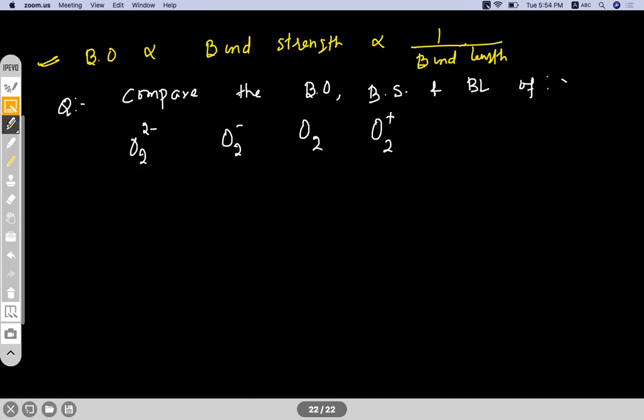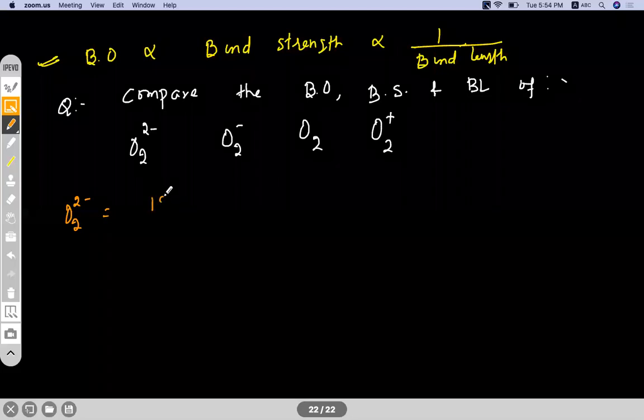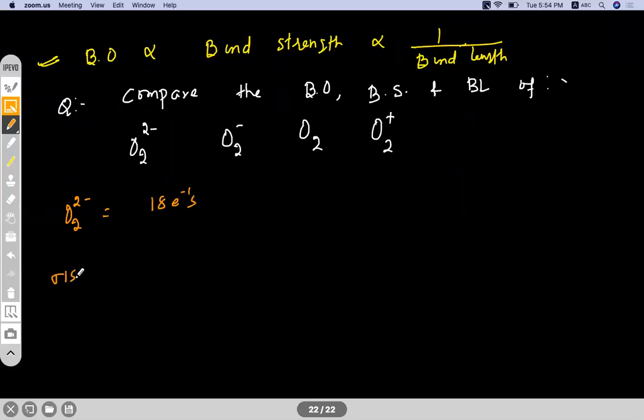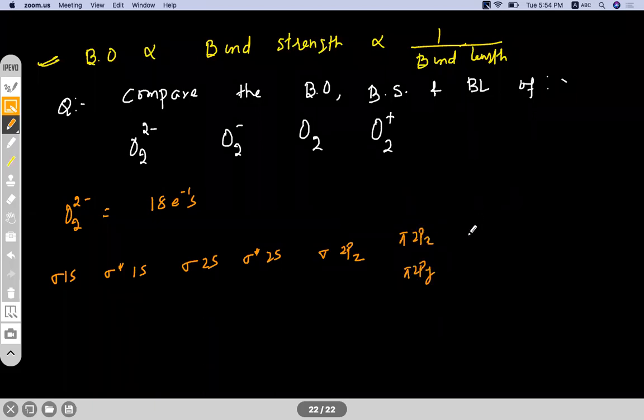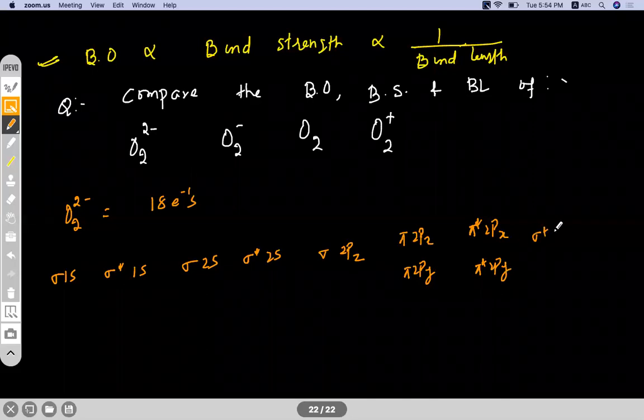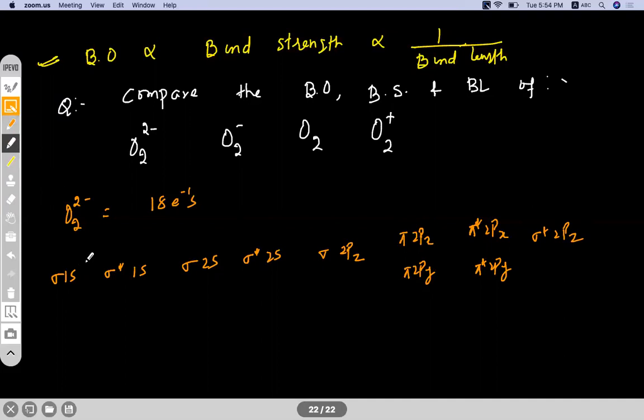So I'll do this for the first one. See, O2 2 minus has 18 electrons. So the order is sigma 1s, sigma star 1s, sigma 2s, sigma star 2s, sigma 2pz, pi 2px, pi 2py, pi star 2px, pi star 2py, and sigma star 2pz. We have 18 electrons: 2, 4, 6, 8, 10, 11, 12, 13, 14, 15, 16, 17, and 18.